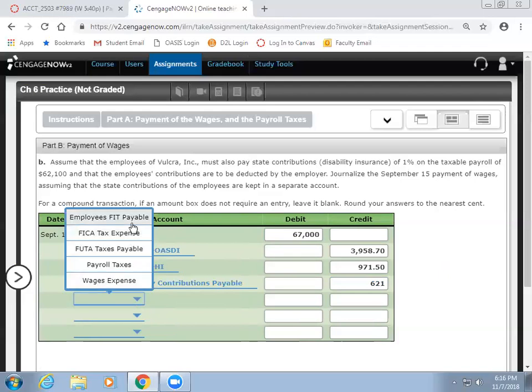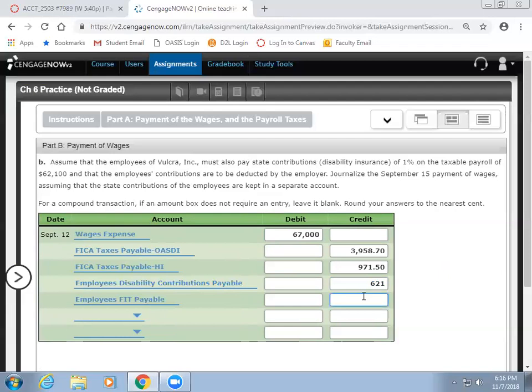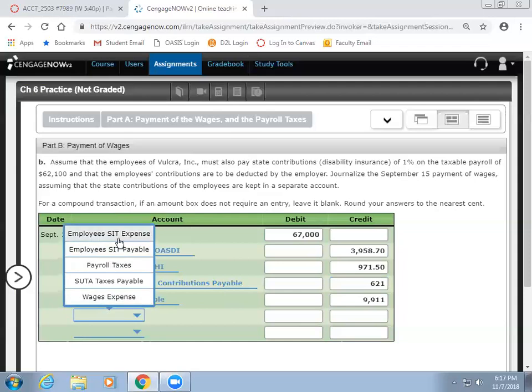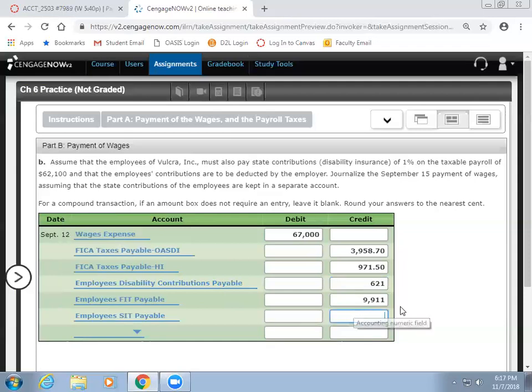And then the rest of it, your other withholdings are the same. You have the employee federal income tax payable. It is still $9,911. So FIT payable is $9,911. And then we have SIT payable, which is still $1,410.